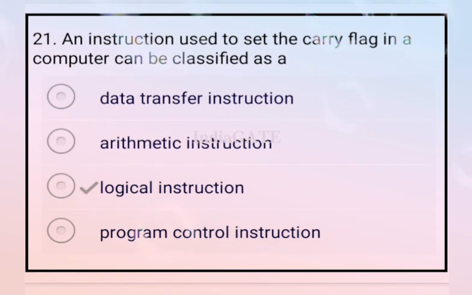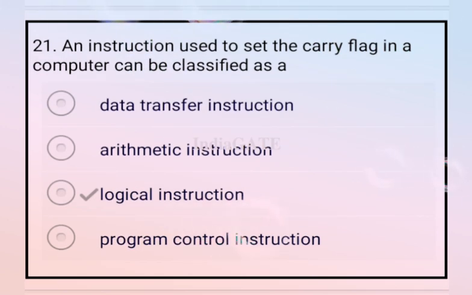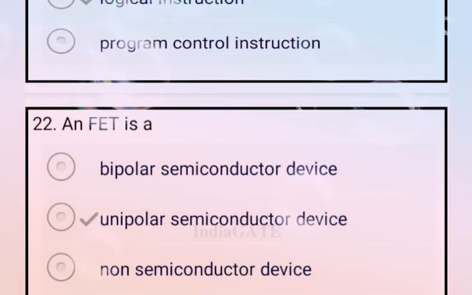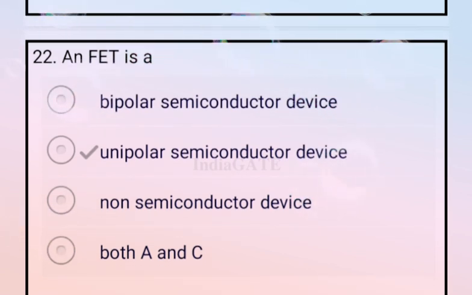Next question, an instruction used to set the carry flag in the computer can be classified as? The correct answer is option C, that is logical instruction. Next question, an FET is? The correct answer is option B, that is unipolar semiconductor device.